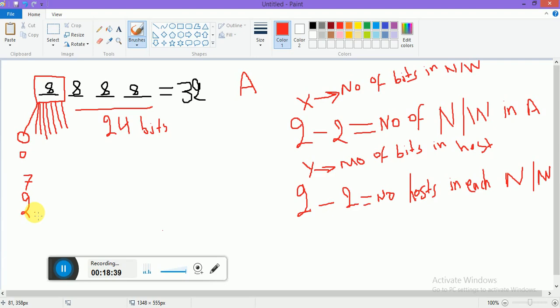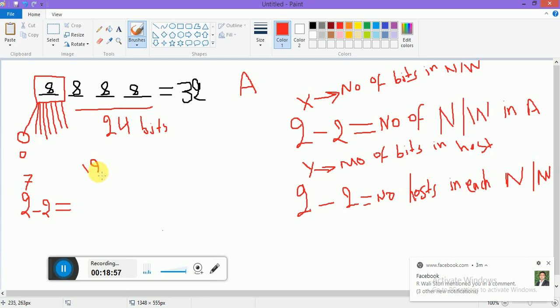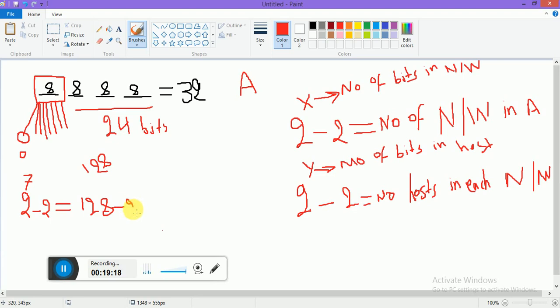And here we minus what? 2. When we minus 2, so it is equal to what? 2 raised to power 7 is actually equal to 128. If from 128 you subtract 2, what remains? Here it is minus 2. So I will just write it, 128 minus 2 is equal to 126.